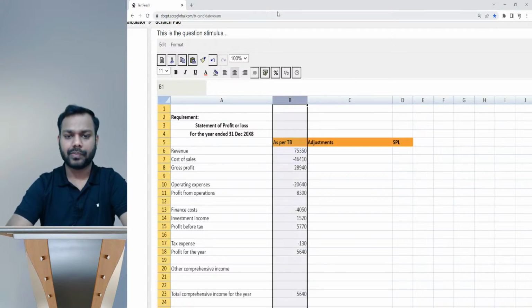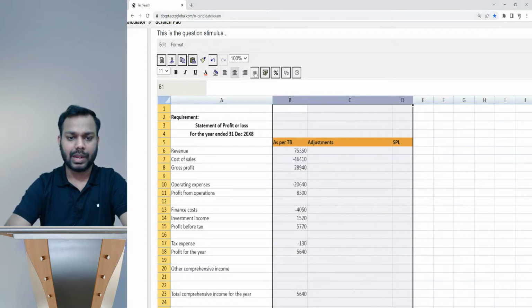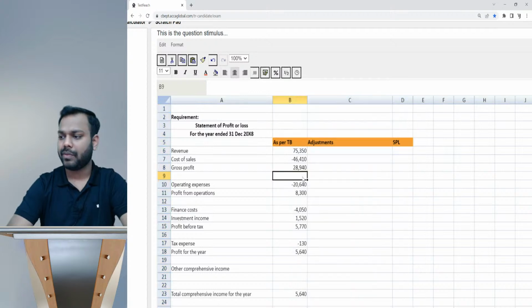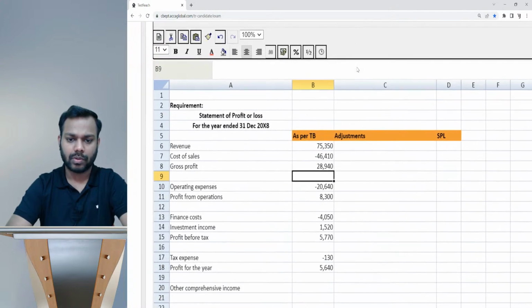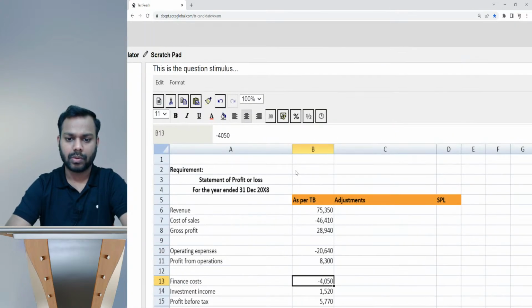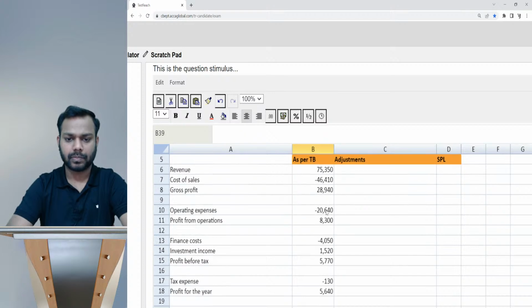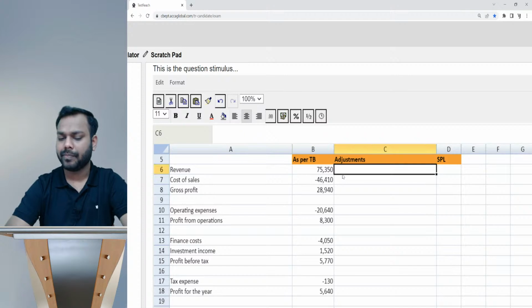Tell me yes or no, guys. Is it clear, everyone? Do you want me to zoom in a little? Okay, is it clear now? Visible clearly, everyone?